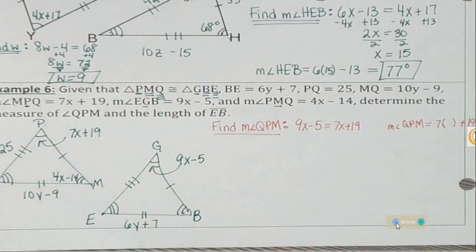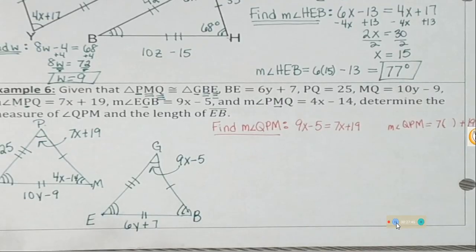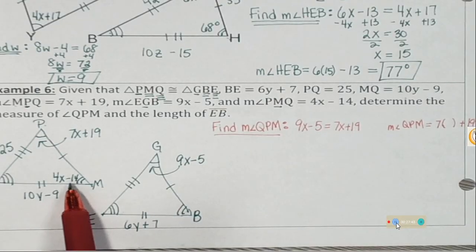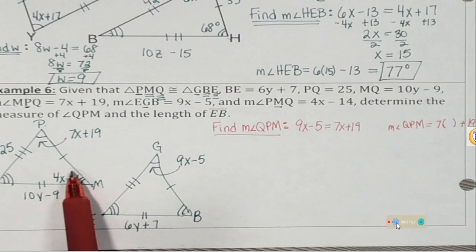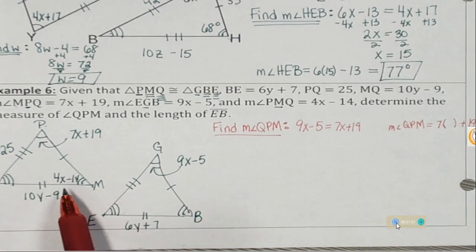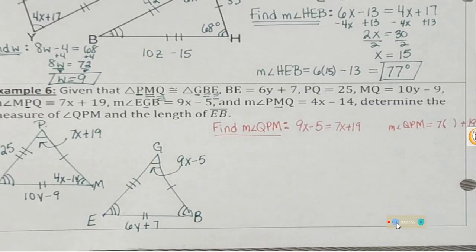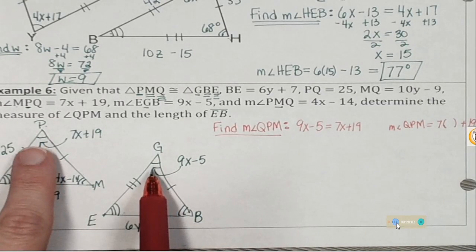Now, I tried to be tricky. I threw you another x in there. Why didn't I use 4x minus 14? Because it's not in the same place. That's exactly right. So, even if I try to be tricky, don't fall for it. These are the ones that are congruent. So, I'm going to solve.